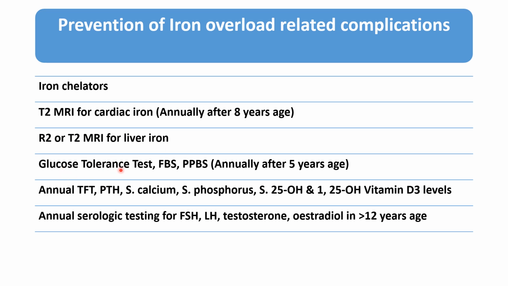Annually, glucose tolerance test, fasting and postprandial blood sugar after 5 years of age should be performed in the thalassemic patient. Annually, thyroid function test, parathyroid hormone, calcium, phosphorus, 25 and 1,25 hydroxyvitamin D3 level should also be performed for the changes of parathyroid gland and these. Annual serological testing for FSH, LH, testosterone, estradiol should be done after the onset of adolescence, after 12 years of age.